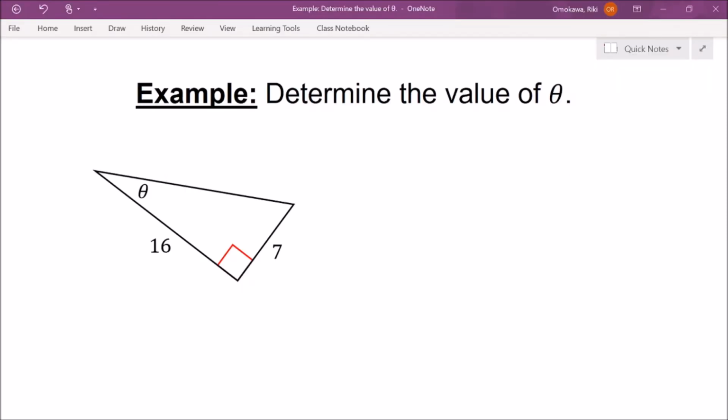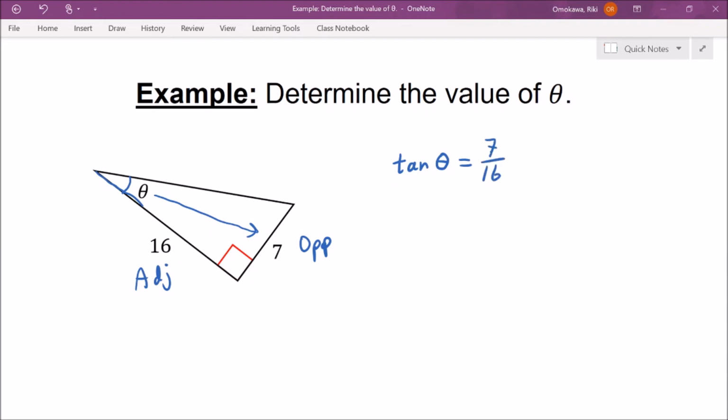So here's an example. Determine the value of theta, and it's a right triangle, so we know we can use SOH CAH TOA. We have to set up our equation, which means we need to know what the sides are. So this is our angle we're working with. Looks like 7 is opposite. 16 is not the hypotenuse, and it's touching the angle, so it's adjacent. Which thing uses opposite and adjacent? It's tangent.